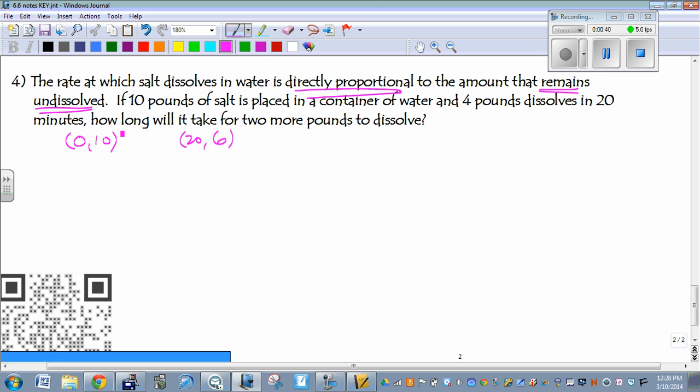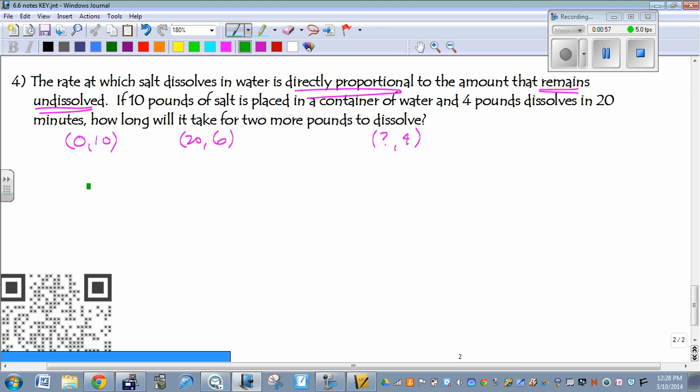So we want to figure out how long it takes for 2 more pounds to dissolve. First we're going to have to find K, and then we're going to have to figure out how much time until we have 4 pounds left. So we're going to find that X value, or the T value, the time.